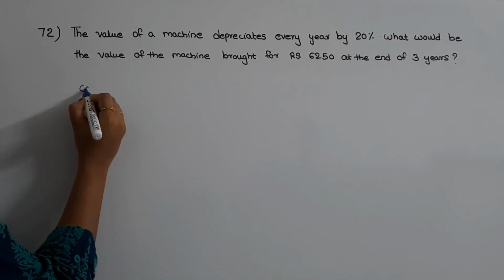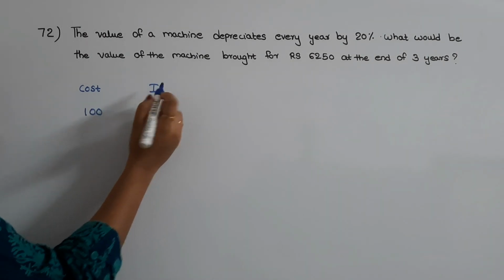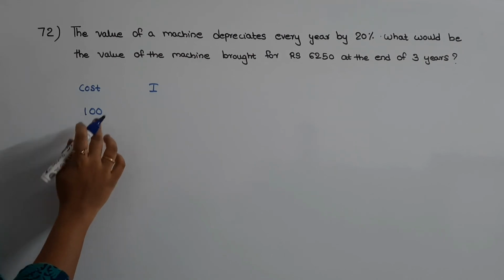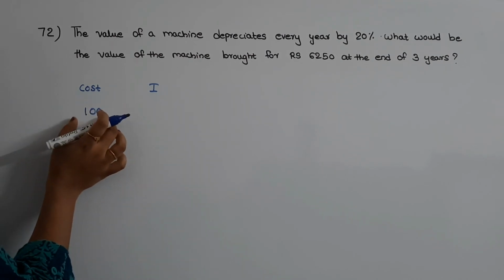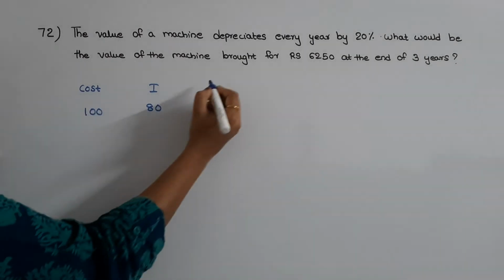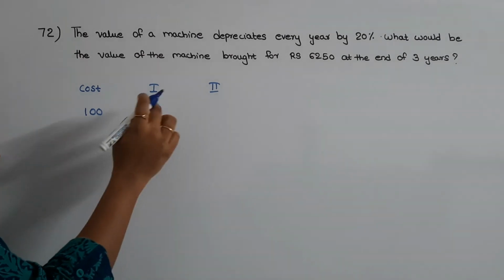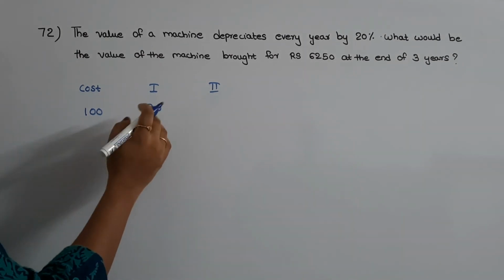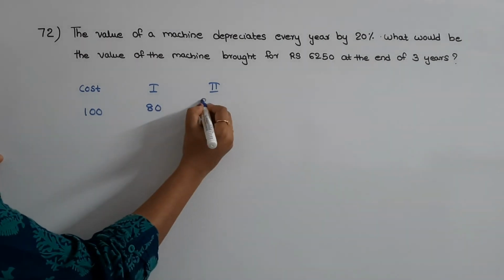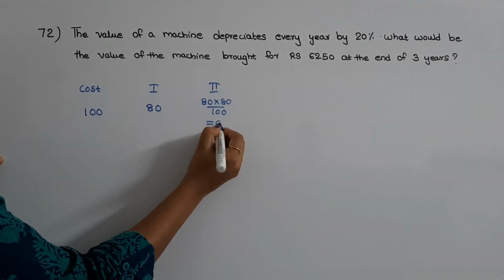Okay, so let us consider the initial cost of the machine as 100. Then what will be its value after the first year? After the first year it is getting decreased by 20%. So its value will be 80% of the initial cost. So 80% of 100 is 80. Then what will be its value after the second year? Here also it will be 80% of this 80, since it is decreasing by 20%. So 80% of this value will be equal to 80 into 80 by 100, that is 64.